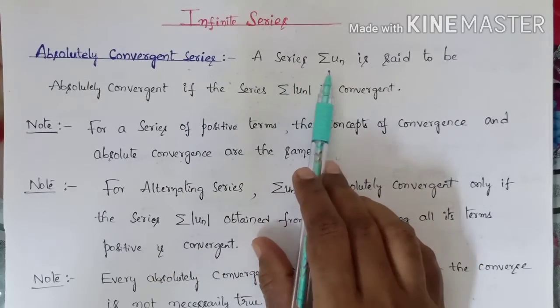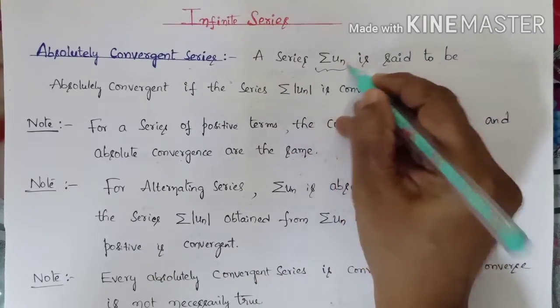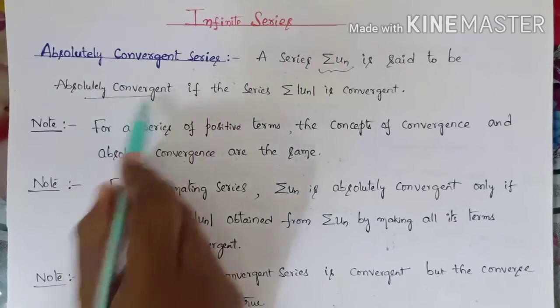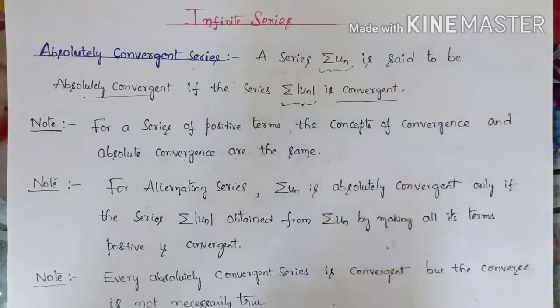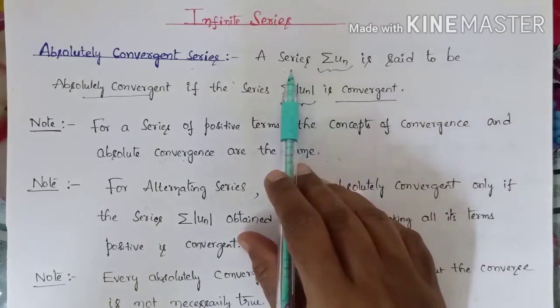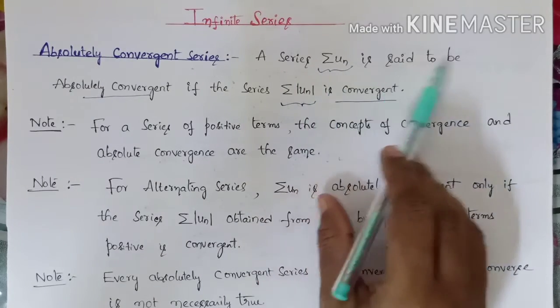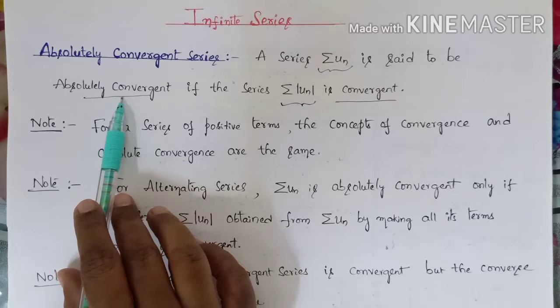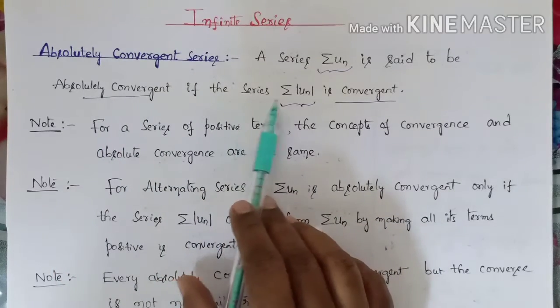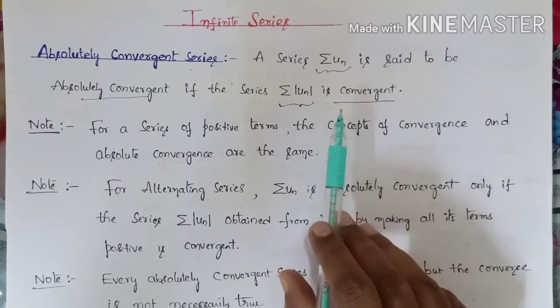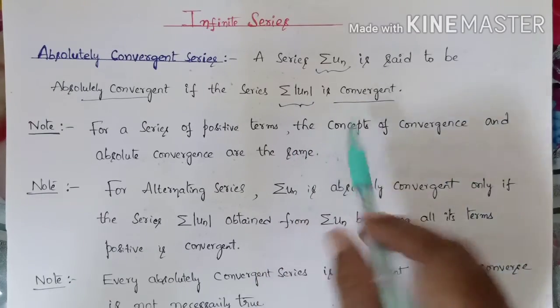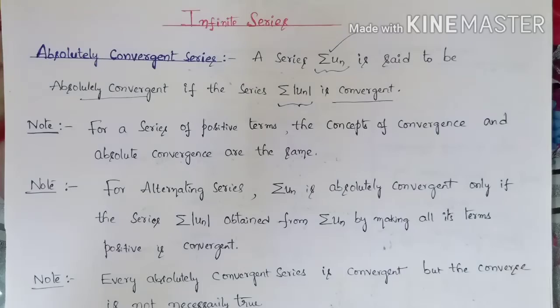A series sigma un is said to be absolutely convergent if the series sigma mod un is convergent. If sigma mod un is convergent, then sigma un is absolutely convergent.